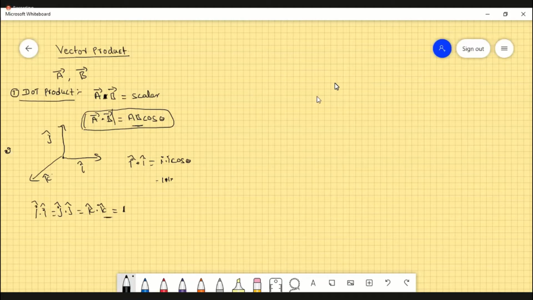Because cos 0, what is the value of cos 0? It is 1. So therefore i dot i is 1. Similarly, j dot j is also 1, and k dot k is also 1.